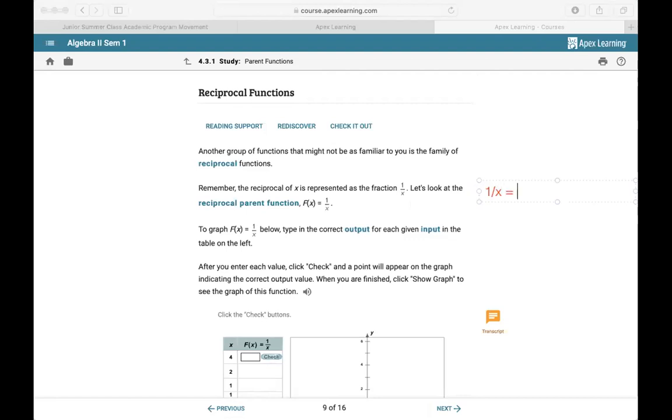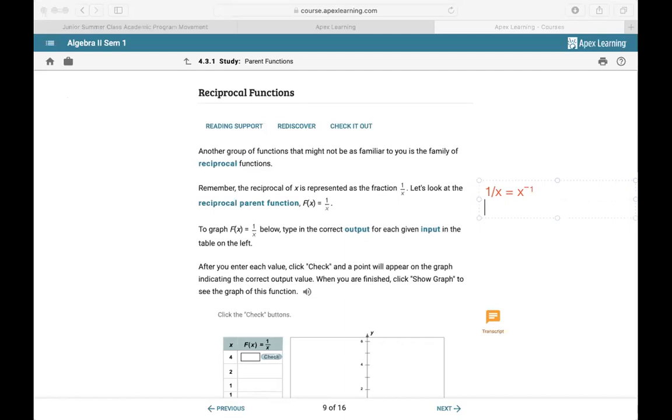You could also have this by saying x to the power of -1, okay? All right, so x to the negative first power. So that's saying the same thing there. It's saying I have x to the -1 power is 1 over x.